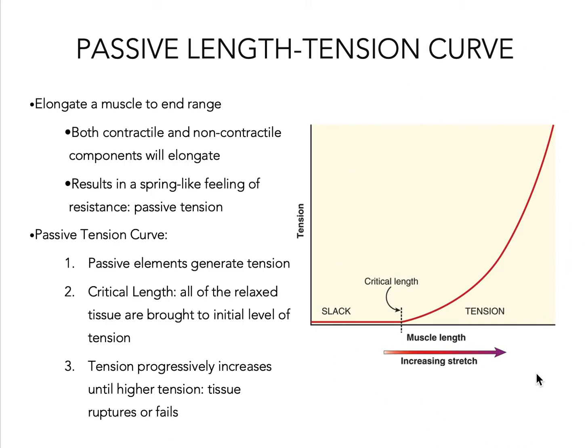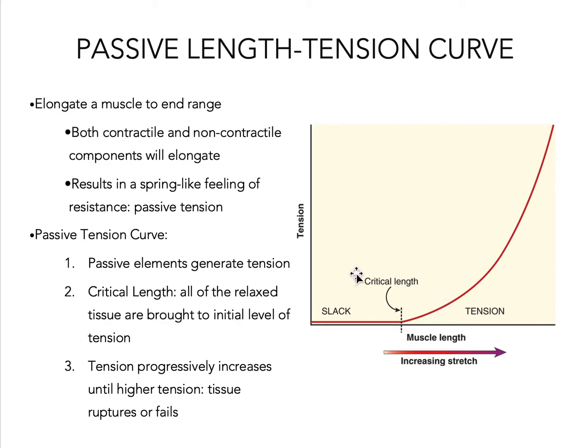On the x-axis, we're increasing the muscle length, meaning we're elongating the muscle, increasing the stretch. On the y-axis, we're producing tension or force. So, when you just start elongating your wrist, you start from slack when the wrist is completely flexed. Then you start slightly going into a neutral wrist position from flex position. Passive elements start generating tension here.